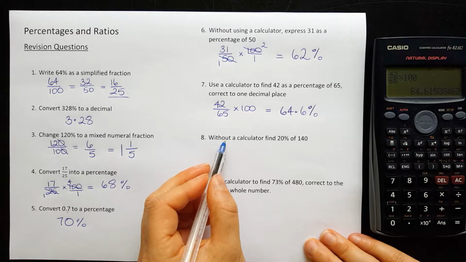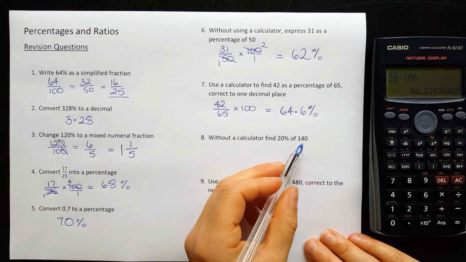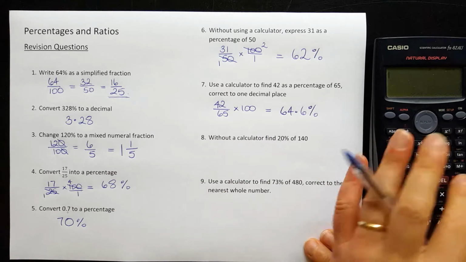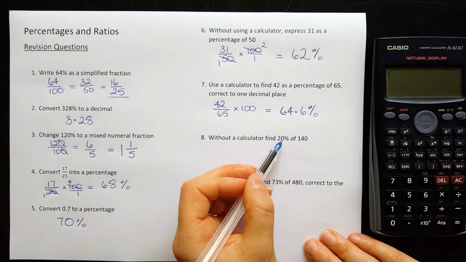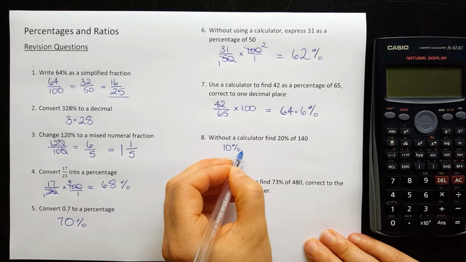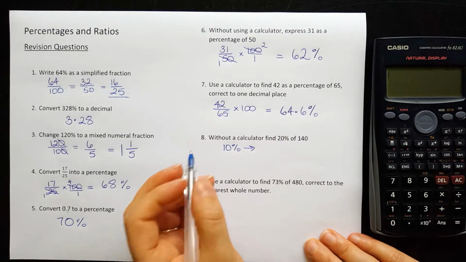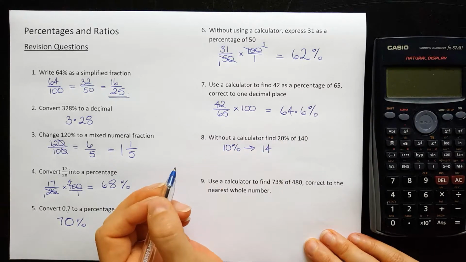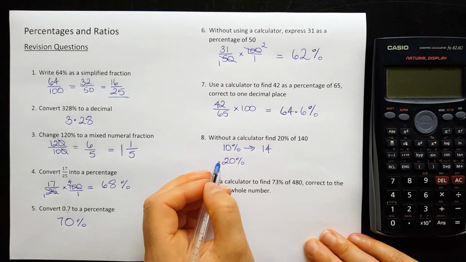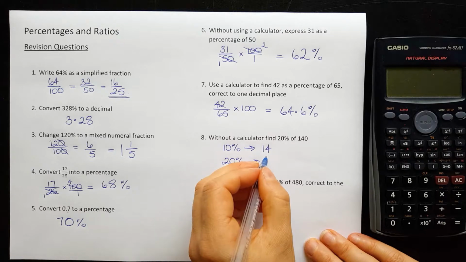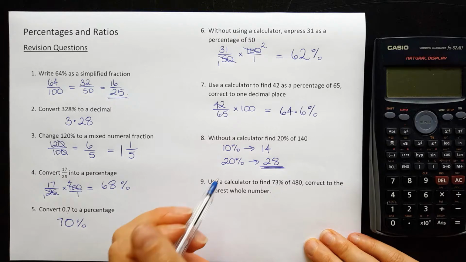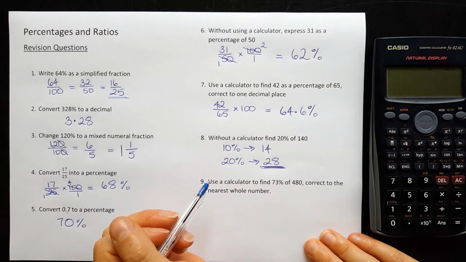Question 8. Without a calculator, find 20% of 140. Well, 20%, we probably can't do straight away, but I could do 10%. 10% is just taking a 0 off your number. So 10% would be equal to 14. If I want 20%, that means I would need to double 10%. So 2 lots of 14 would be 28. So 28 is 20% of 140.